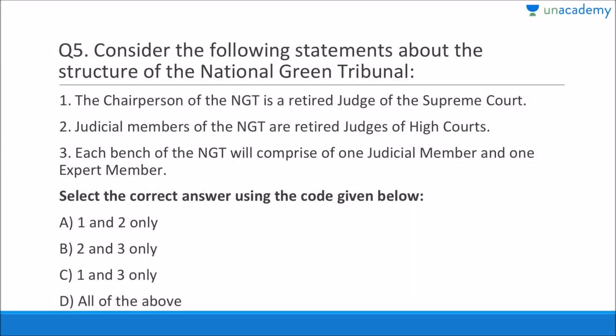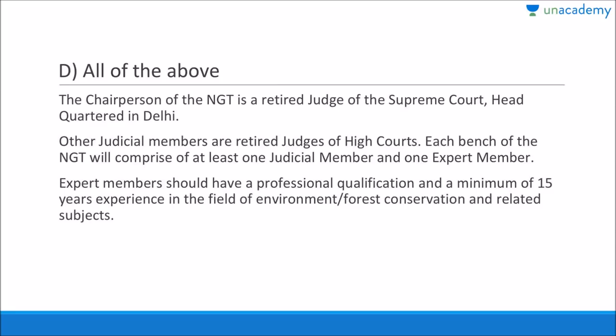Question 5. Consider the following statements about the structure of the National Green Tribunal. The chairperson of the National Green Tribunal is a retired judge of the Supreme Court. The judicial members of the NGT are retired judges of high courts. And each bench of the NGT will comprise one judicial member and one expert member. Answer here is all of the above. So the chairperson is a retired judge of the Supreme Court, and the headquarters are in Delhi. Other judicial members are retired judges of high courts, and each bench of the NGT will comprise at least one judicial member and one expert member. And an expert member should have a professional qualification and a minimum of 15 years of experience in the field of environment, forest conservation and related subjects.